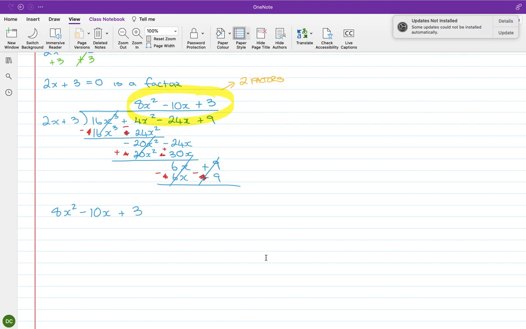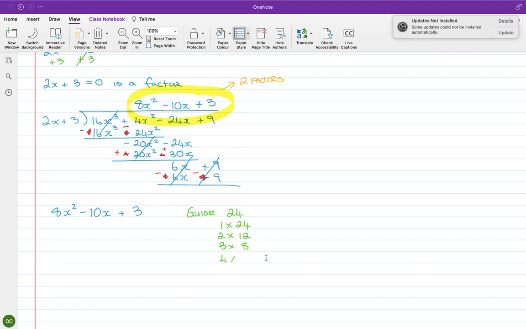Anyways, so I'm going to do guide, but you could do minus b. So the guide is 8 times 3, so that's your 24. And then factors are going to be 1 times 24, 2 times 12, 3 times 8, and 4 times 6.